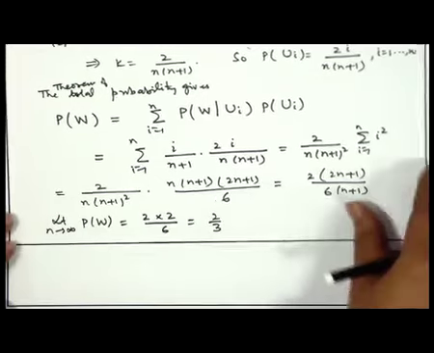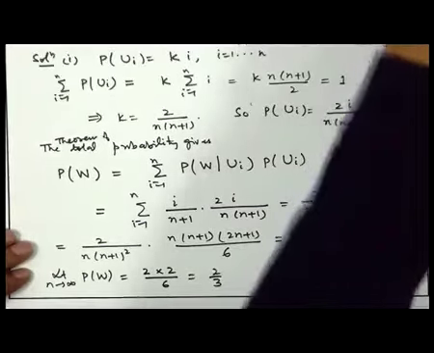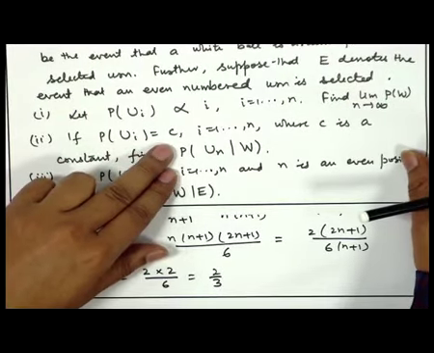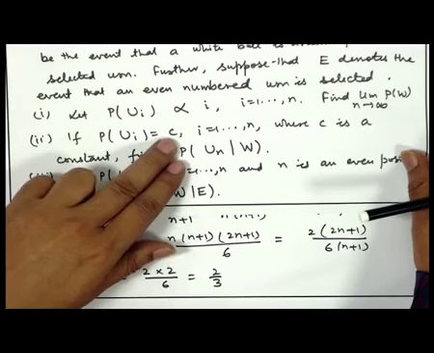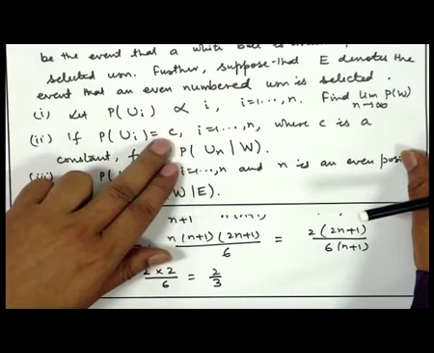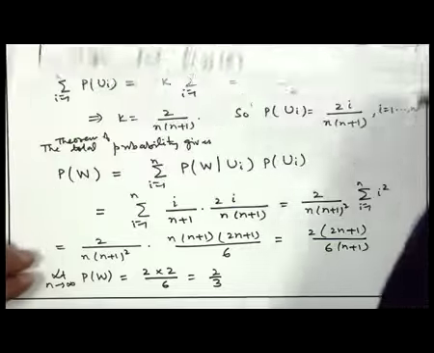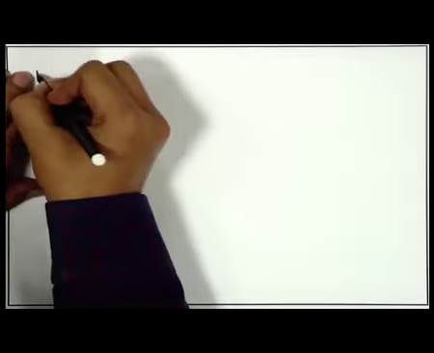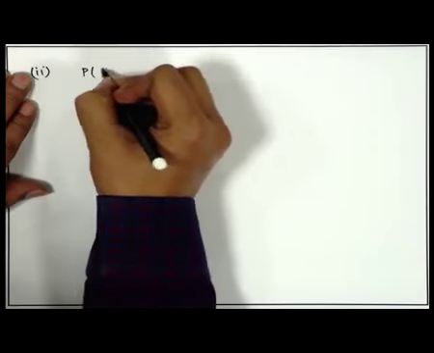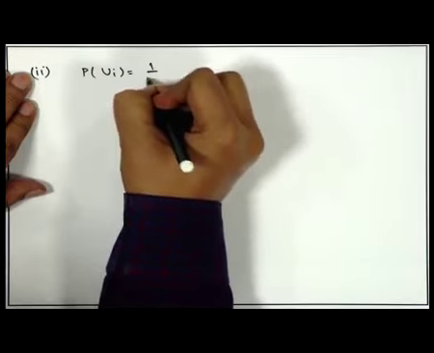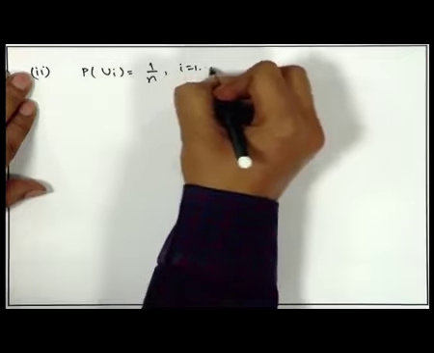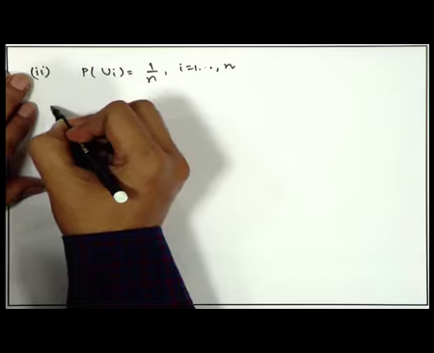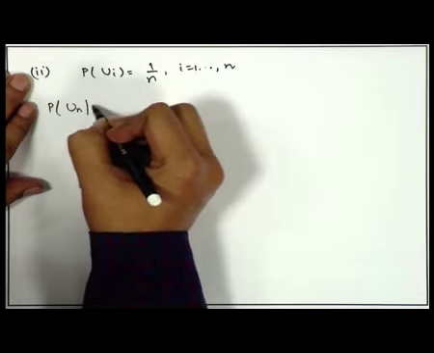In the second part, probability of ui is equal to constant. So, if the probability is constant, then c times n is equal to 1, that means it must be equal to 1 by n. So, in the second part, probability of ui will be equal to 1 by n for i is equal to 1 to n. Now, you are asked to calculate probability of un given w.